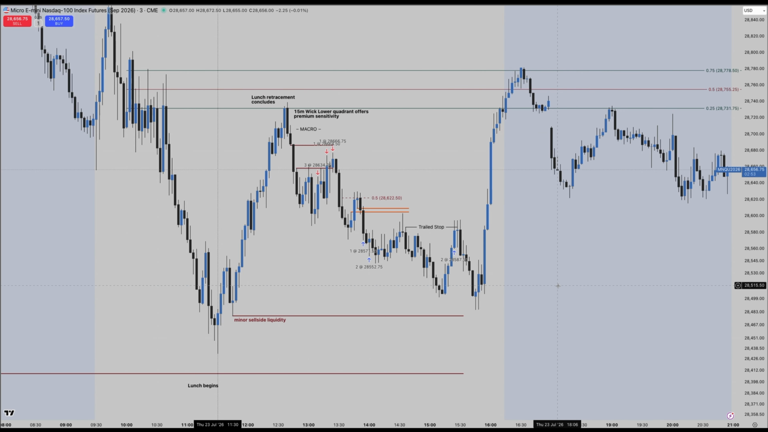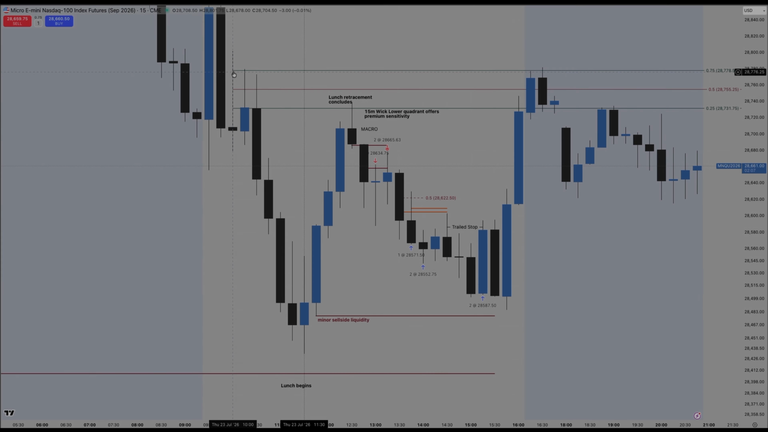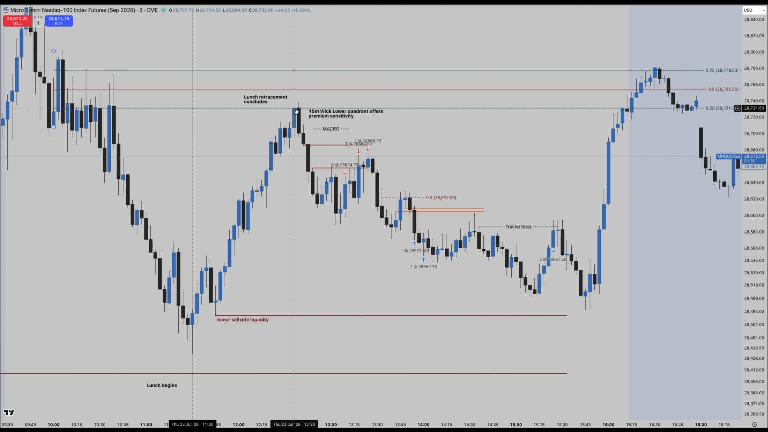All right, now going into the charts to walk through the execution. I've marked 11:30. This is when lunch begins. I don't have the regular trading hour standard deviation projections here, but it was in this vicinity here. The bodies were respecting it, showing discount sensitivity. It had its retracement higher. I've annotated a 15-minute premium wick, and you can see its lower quadrant, midpoint, upper quadrant. And you can see the bodies respecting the lower quadrant of that wick and then breaking lower.